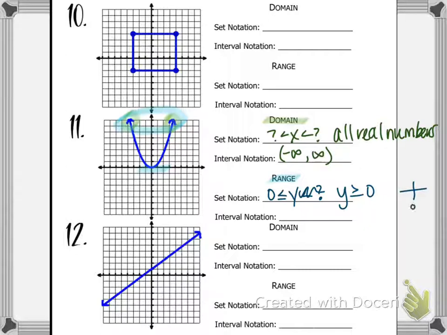Here's our number line with 0. We have a closed dot, and it's going to the right. So we can draw our interval notation from that, and it's going to be bracket 0 to positive infinity with a parenthesis. All right, last one, number 12.